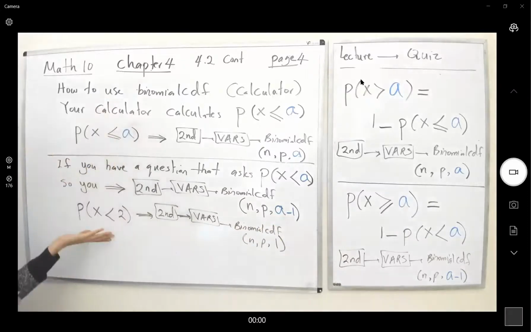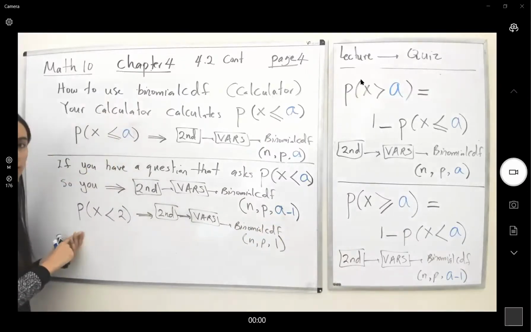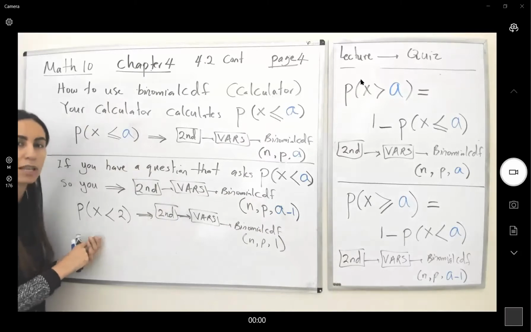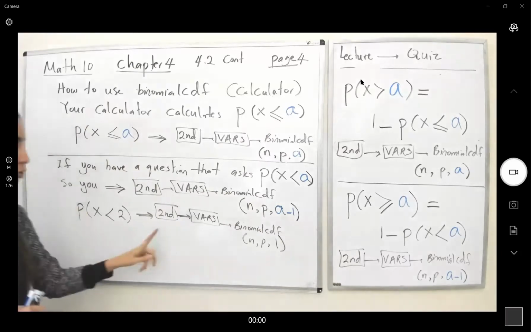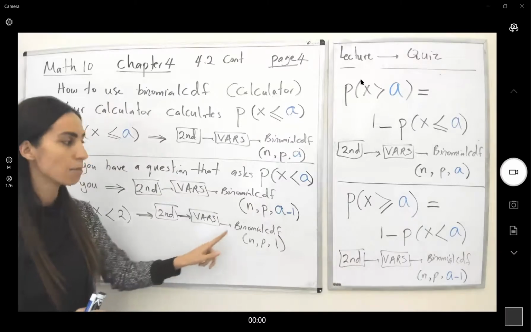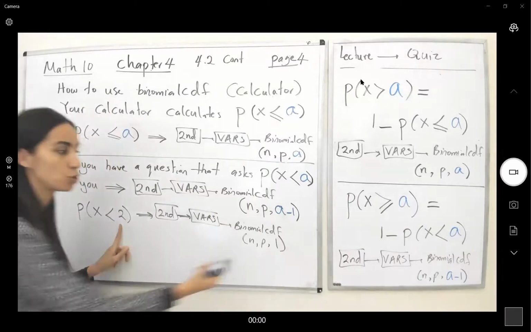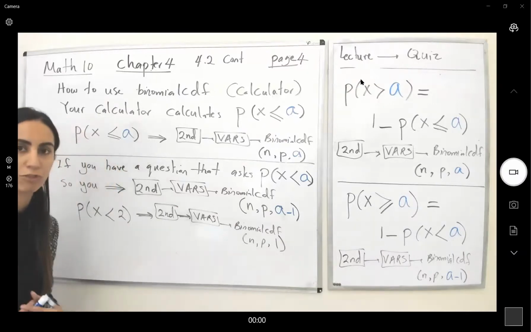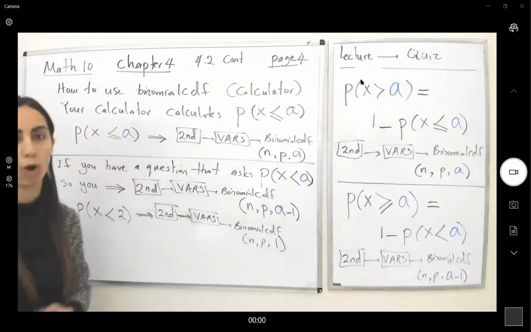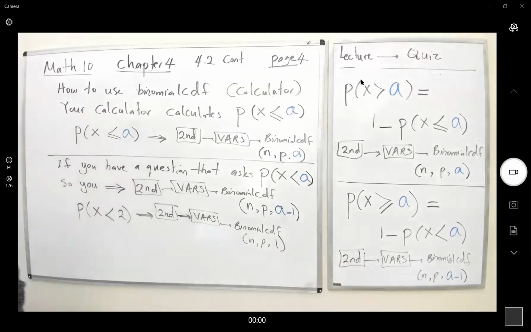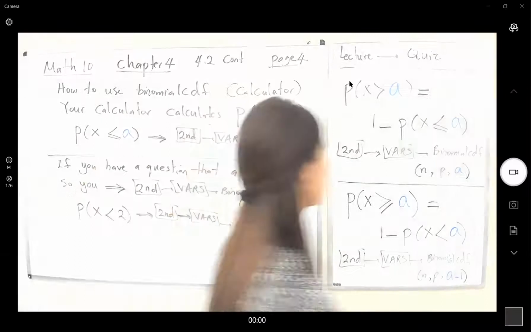For example, if the question says find the probability of all values less than 2, you're going to go to second, vars, binomial CDF, and P. Instead of writing 2, you have to subtract 1 from 2, which gives you 1. Okay, 2 more cases.